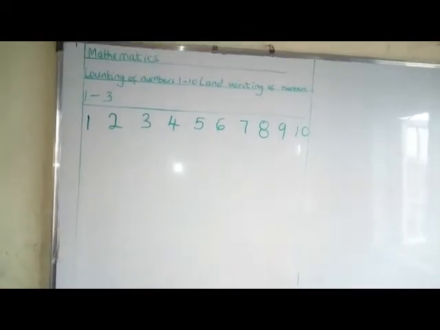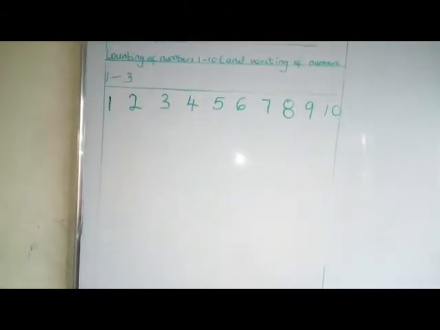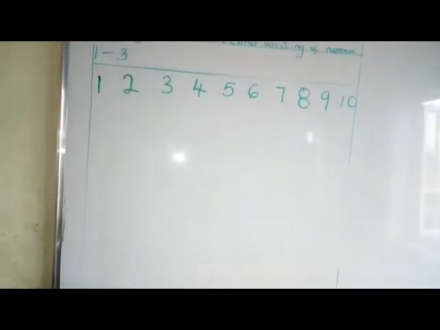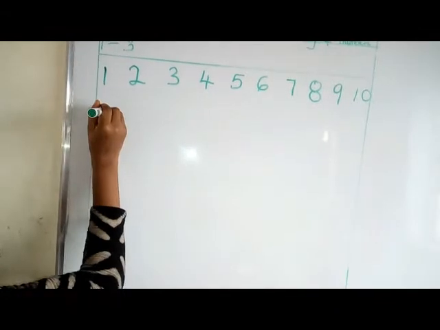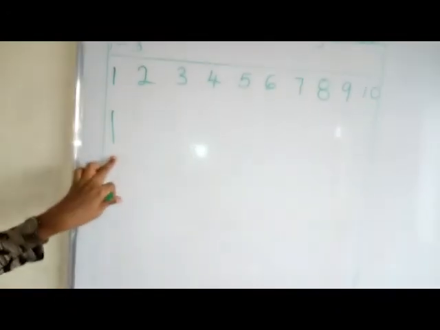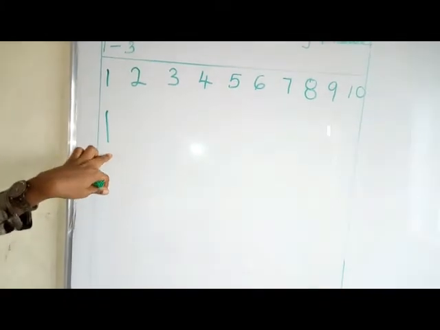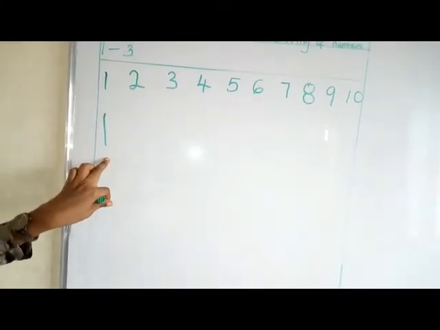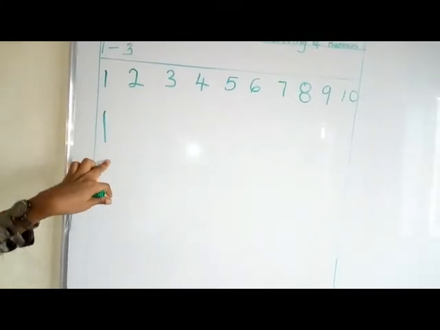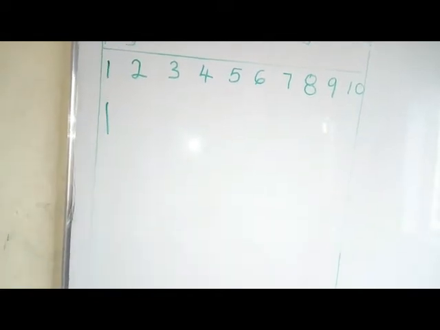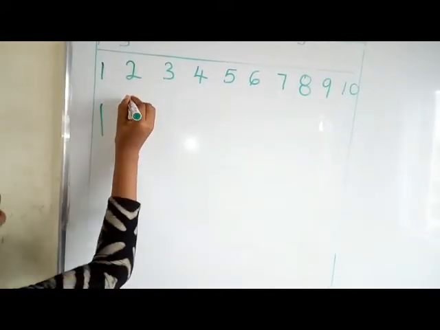1 to what? 3. Now we said number 1 is represented as a stroke. A stroke will give us number 1. Everybody say it. A stroke, number 1. Now number 2, we have a front curve and a dash.